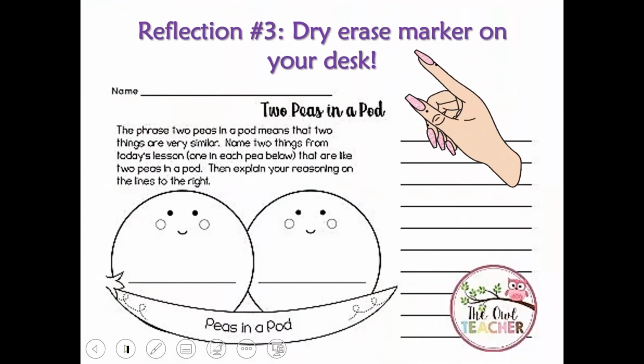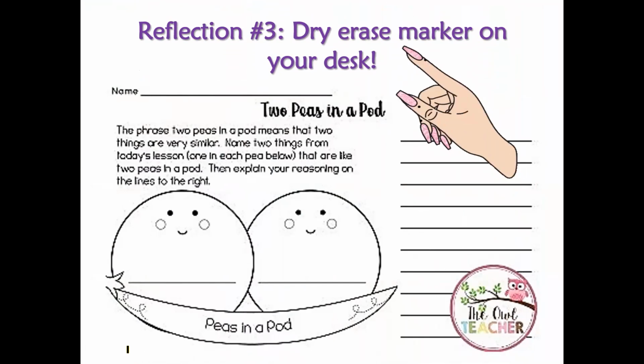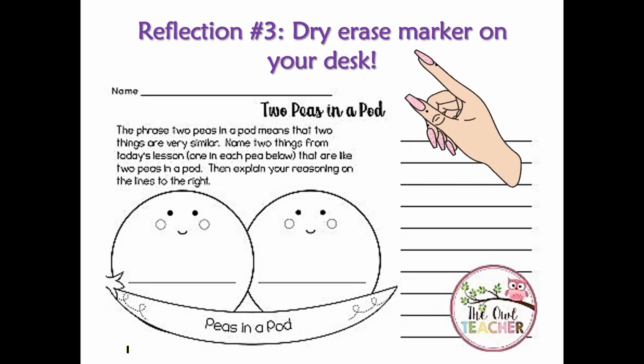All right. And then your last reflection, think about 2 peas in a pod. What does that mean? So name 2 things from today's lesson that are in central, one in each pea below, that are like 2 peas in a pod. Then explain the reason on the lines on the right.